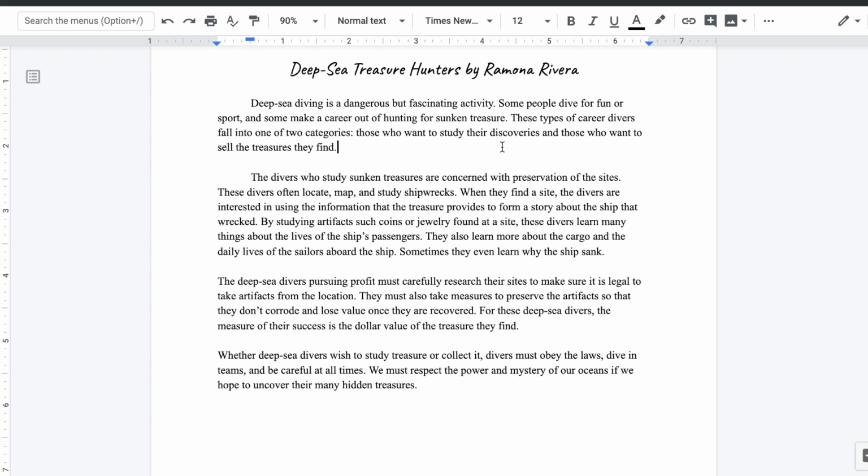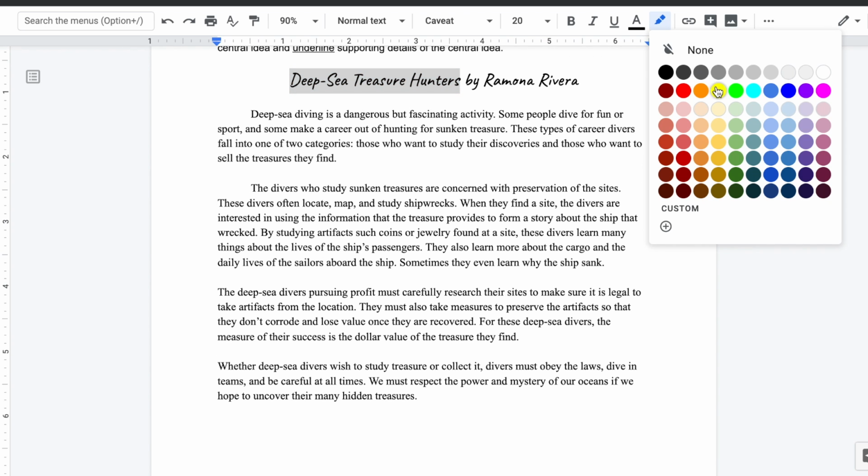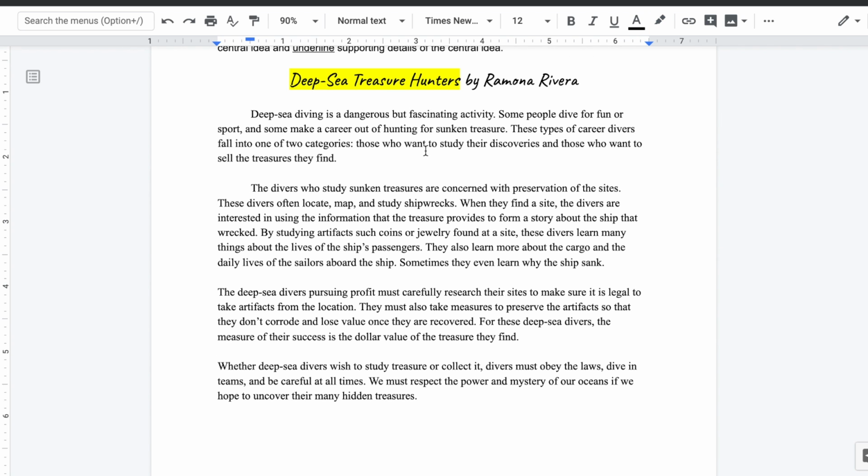Deep Sea Treasure Hunters by Ramona Rivera. So I'm going to stop right now and highlight Deep Sea Treasure Hunters. That tells me that this paragraph, this passage, might be about deep sea treasure hunters, which would help me develop the central idea.